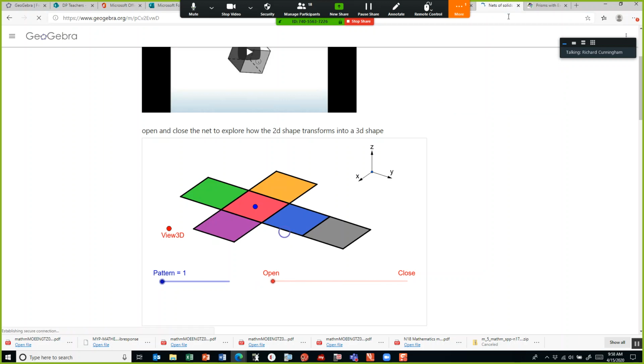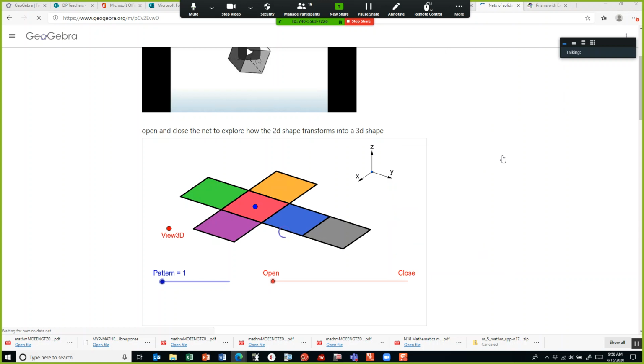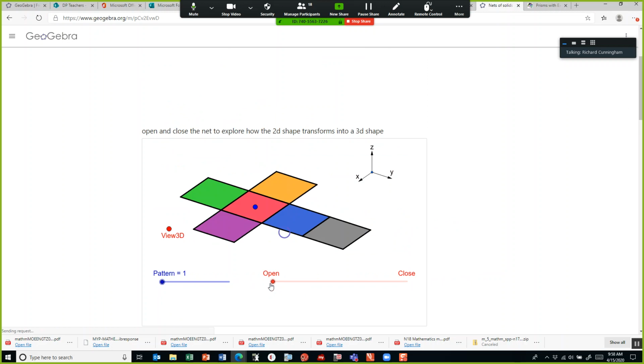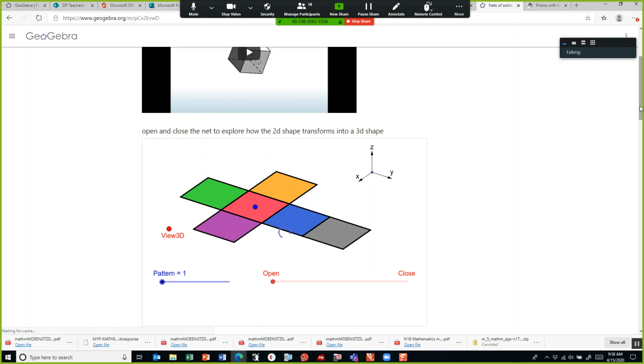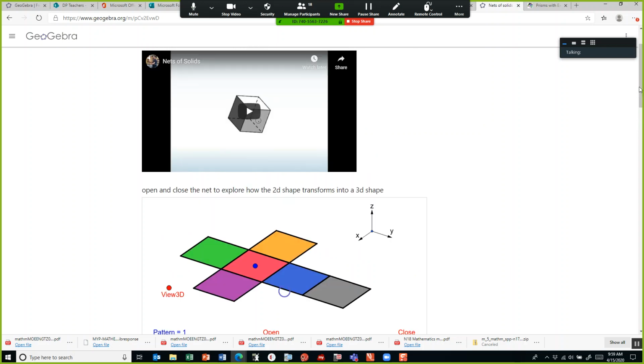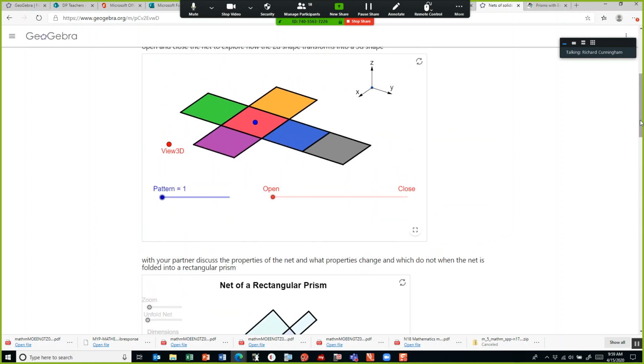Sorry, it's being quite slow. Good, yep. Okay, let's try one more time. Okay, so if we watch this. My computer's going mad.